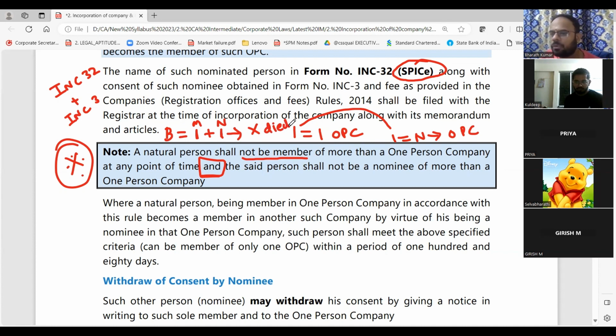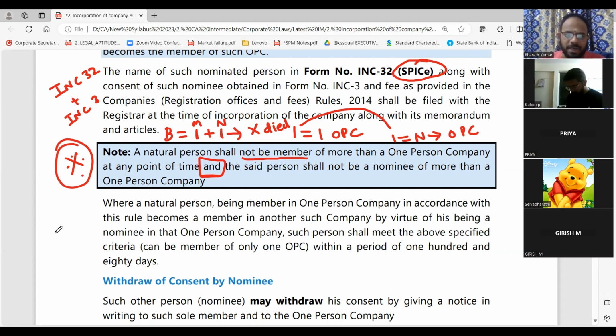Who will become member now? I will only become member. Who am I? Nominee of that company. Correct? Now, if I become member now, I am already member of the first company, and one more company. Now I will become two members. Is that allowed as per that? No. So within 180 days, I should decide what I want to do. Clear? Perfect. This and all types of questions only they will ask you in the exam.